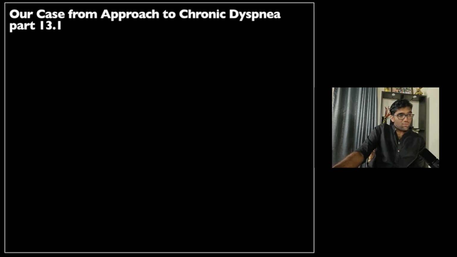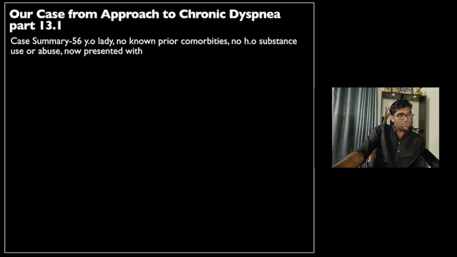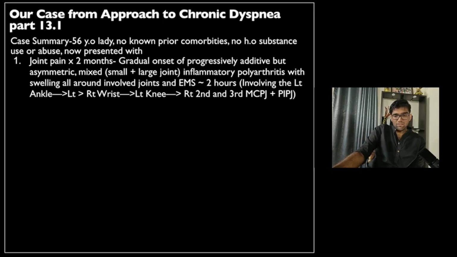In part 13.1 in this series, we talked about the case of a 56-year-old lady who had presented with joint pains, which importantly were gradual, progressively additive, asymmetric, mixed inflammatory polyarthritis with swelling around affected joints, and EMS of around 2 hours, involving the left ankle initially, followed by the left more than right wrist, followed by the left knee, and then the right second and third MCP joints with PIP joints.